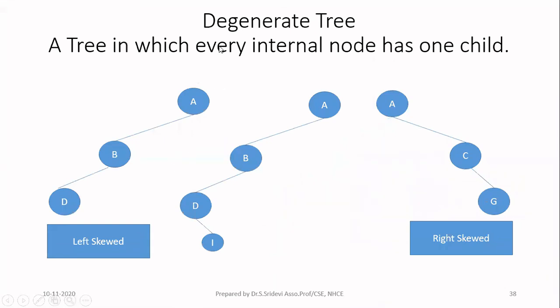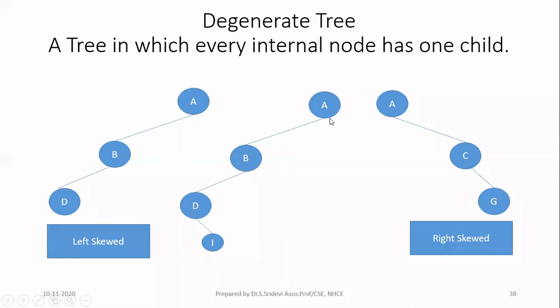And coming to the last one, it is called a degenerate tree. Degenerate tree is nothing but a tree in which every internal node has only one child. So you take any internal node, it should have only one child. If a tree is following that property, we will say it is a degenerate tree. So here you consider node A, even though it is the root node, it is having only one child. And you consider node B, it is an internal node, it has only one child. You consider node D, it is not an internal node, it is a leaf node. So don't worry, it will not have any children. So all the internal nodes are having only one child. So we will say that it is a degenerate tree.